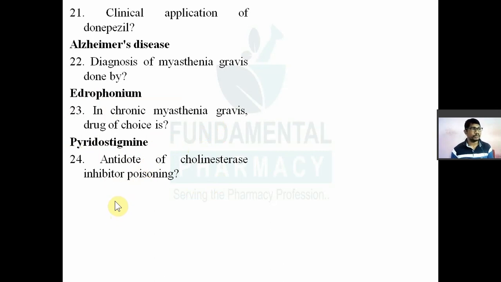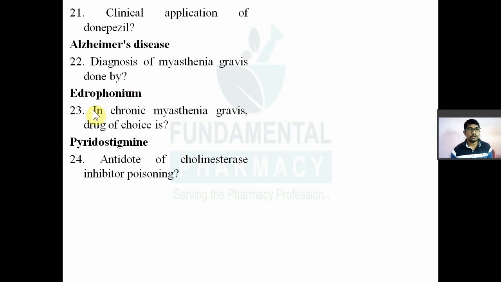Cholinesterase inhibitors are of two types: reversible and irreversible. Reversible cholinesterase inhibitors include edrophonium, pyridostigmine, physostigmine. So these are the reversible ones. But what are the irreversible inhibitors of cholinesterase? Organophosphorus compounds are known as irreversible inhibitors of cholinesterase.